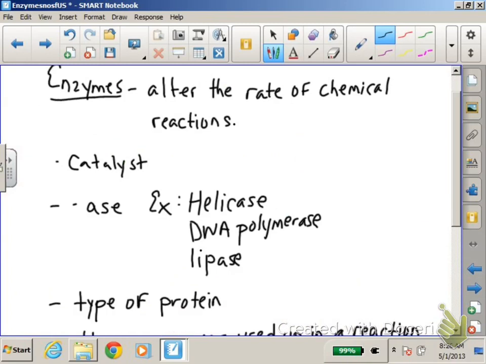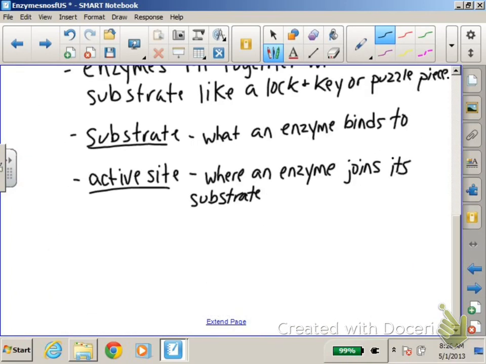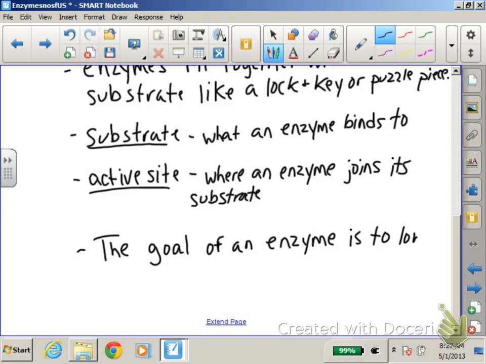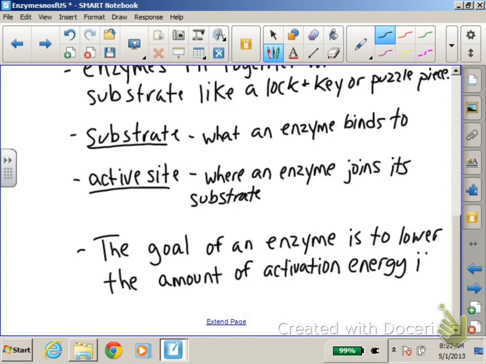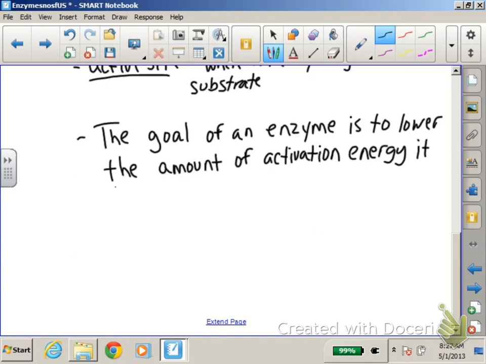Just a few more things about enzymes: the goal of an enzyme is to lower the amount of activation energy that it takes to get a reaction going. So the goal of an enzyme is to lower the amount of activation energy it takes to start a reaction.